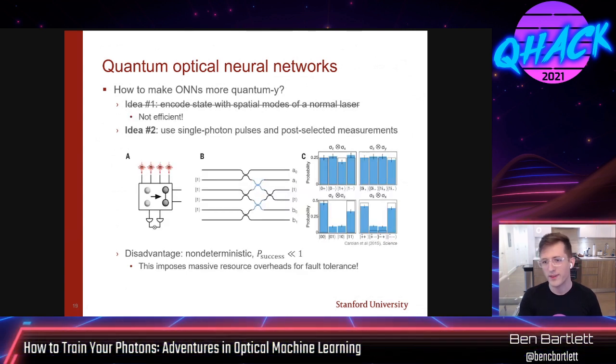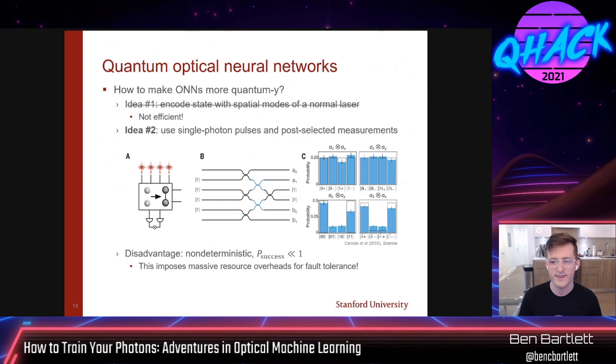Idea number 2 is that you can use single photon pulses as qubits. Single photons are quantum, and you can entangle and interact them. With this method, you could do 2-photon gates using the measurement operation itself as the nonlinearity, with post-selection. Now, this is a good idea, and there are a lot of very smart people trying to make this work, but a huge disadvantage of this approach is that it's non-deterministic. Your 2-photon gate will only work 25% of the time.